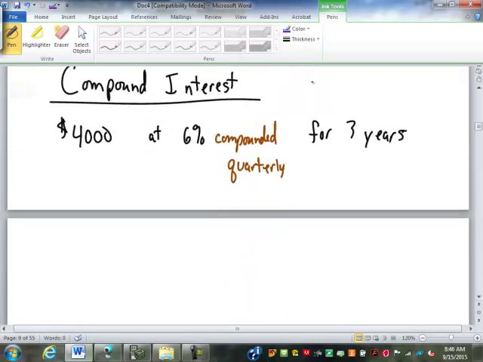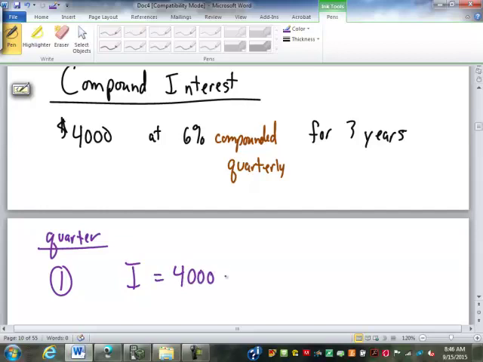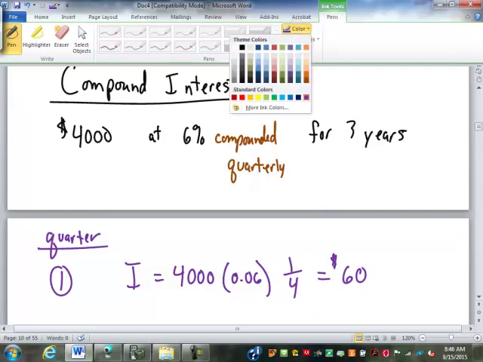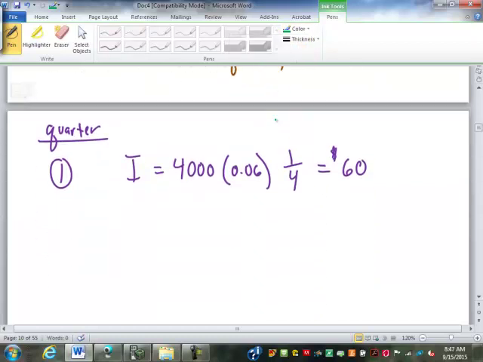So what they would do, I'll list out my quarters here, is every quarter of a year, they would figure out the interest and add it onto the balance. So for the first quarter, my interest was going to be $4,000 times 0.06, my 6%, times 1/4, a quarter of a year. So that's going to come out to be $60. So I'm going to add $60 to my 4,000.